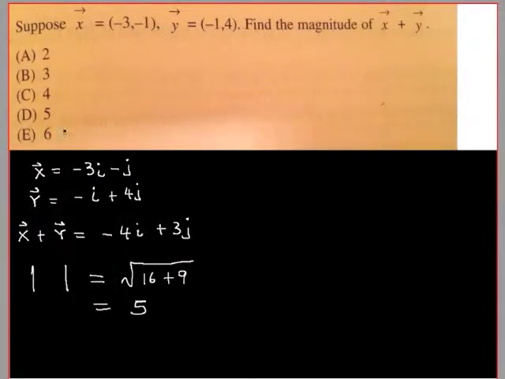Okay, let's go over this problem here. So vector x is negative 3, negative 1, or you can think of it as negative 3i, negative 1j. Vector y can be thought of as negative 1i plus 4j, and for the sum of the two vectors, you simply combine the i values, which is negative 4i, combine the j values, positive 3, and the magnitude of the sum vector is the square root of 4 squared plus 3 squared, and we get 25. So the correct answer is 5.